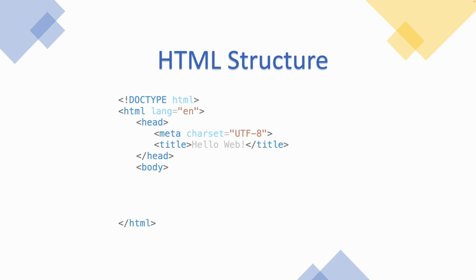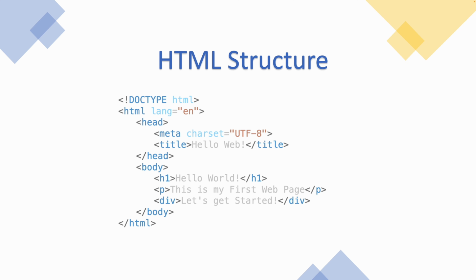Next comes the body. This is the opening tag and the closing tag. Only the contents which are inside the body will be visible in the browser. Here we have an H1 tag, paragraph tag and the div tag. You can observe that all of these have an opening tag and a closing tag. In between that we have the content. Let's go ahead and create this HTML structure.